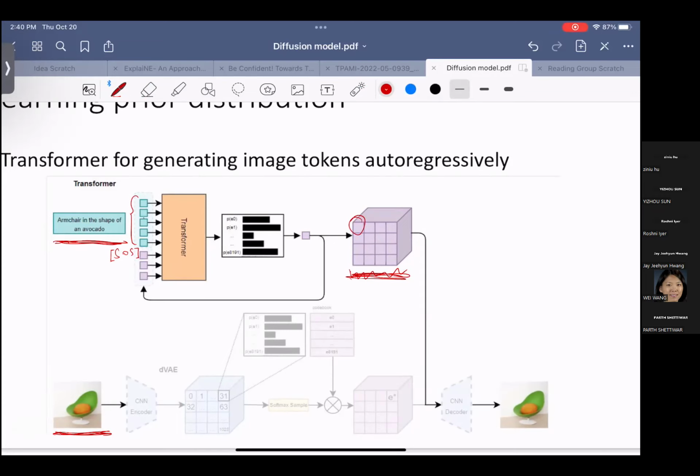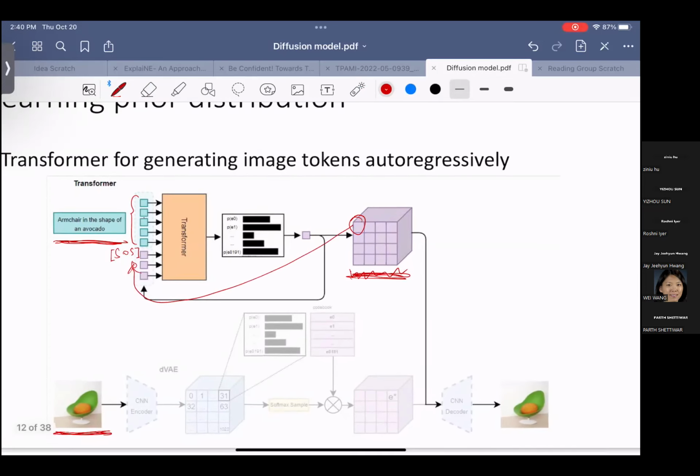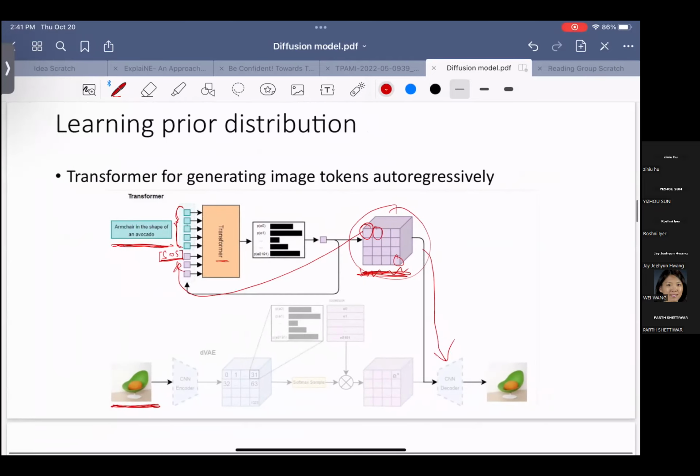You use the text encoding plus the start of sentence token to predict the first token of your image encoding. Then once you predict it, you bring it here, and you use the text plus start plus the first token to predict the second token. You do all of this until you predict all of the tokens in your image. That's how you train your transformer. Later on, when you want to do text to image generation, you just take the prompt, put the start token here, and keep predicting the next token for the image until you get all the image tokens. Then this predicted image is ready to go to the decoder to generate the actual image.